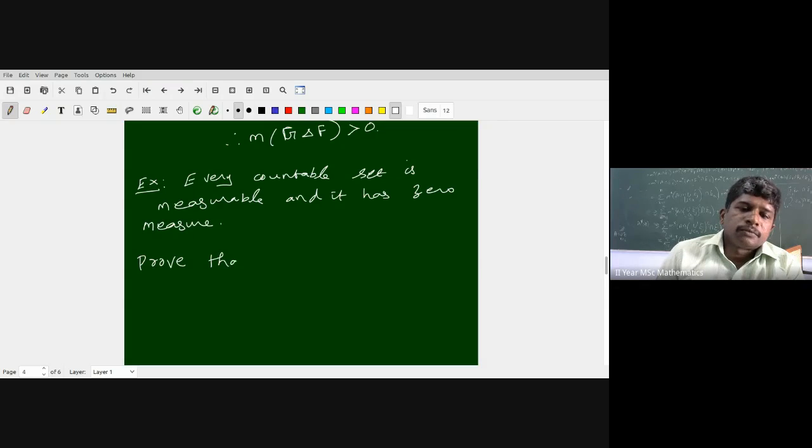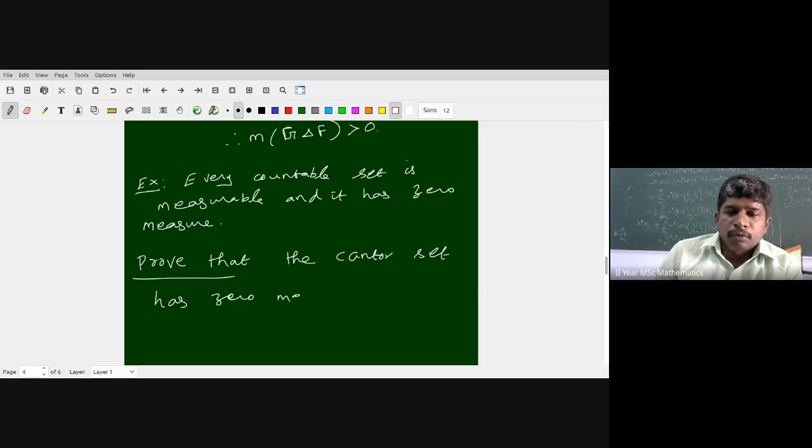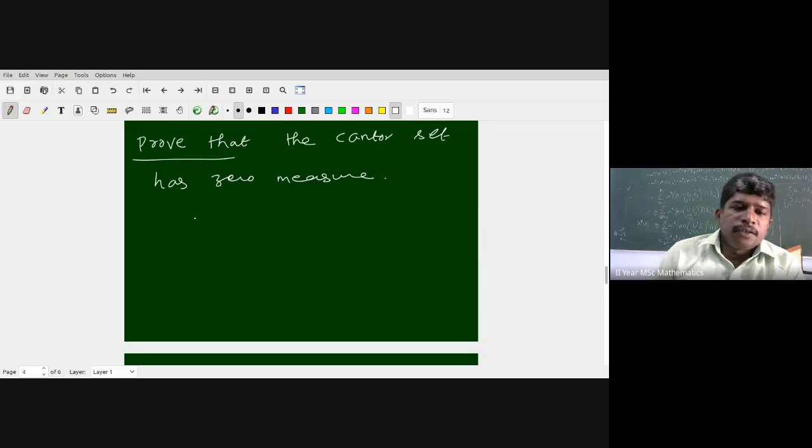To prove that the Cantor set has zero measure. Okay. So what is that Cantor set? We call the Cantor set, C, the Cantor set.